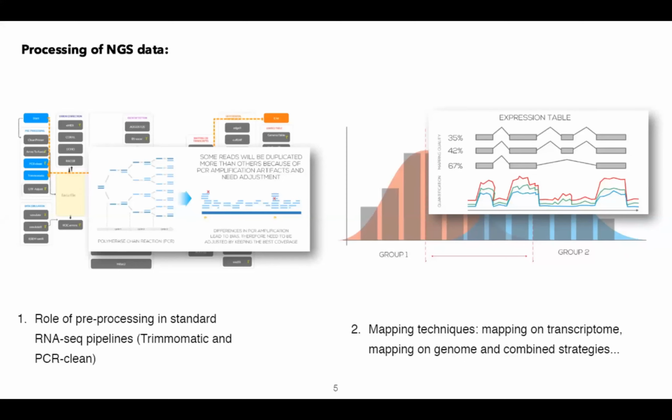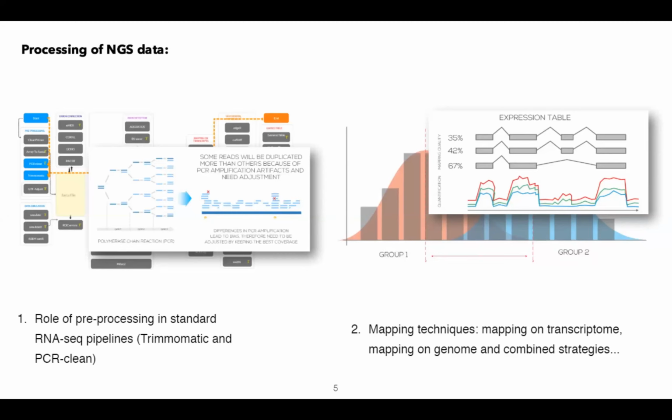I'll walk through the presentations again, just in case Ilya might have skipped something, or if you were not sure what Ilya went through, so we can cover those things again. This is what we covered in the last lecture: how we are going to process the NGS data, and what the role of pre-processing is in the standard RNA-seq pipelines. As I was mentioning, it's very important to clean the data and have good data in order to get the expression table, and that is why we do the pre-processing.